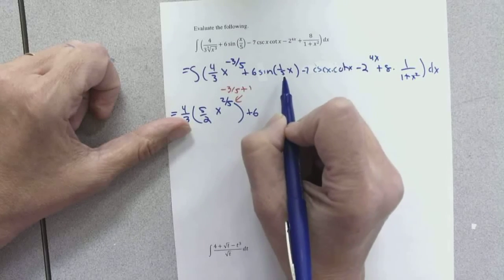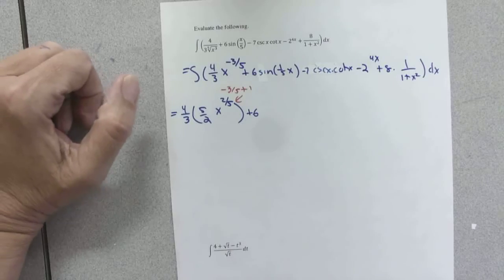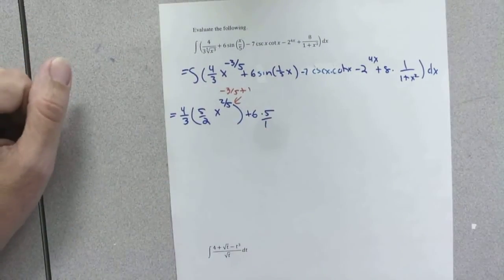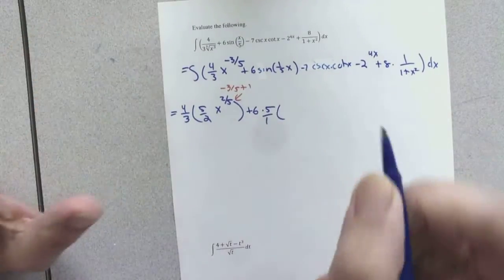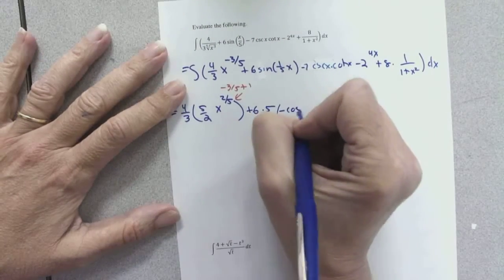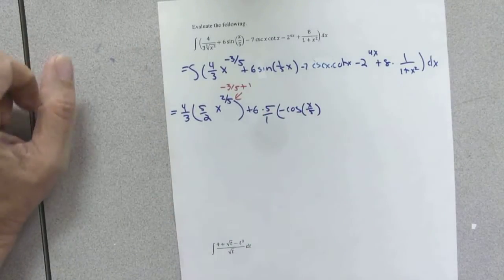Linear argument. The effect of that 1/5 will be to divide by it, or to multiply by the reciprocal, so 5 over 1. Then I ask myself, what has a derivative of positive sine? What has a derivative of positive sine? And that's going to be negative cosine. And then the angle does not change.